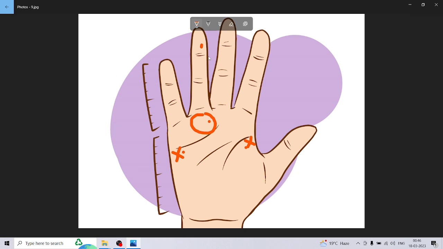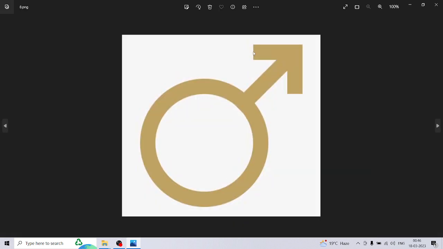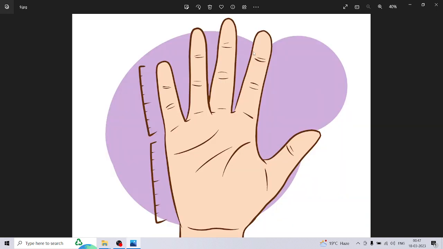Okay guys, so these were the three important places where you can make the symbol of Mars. Just see the symbol of Mars once again. It is a circular ring with an arrow at the end. So this is the symbol of Mars. Okay, let's go to the next planet.